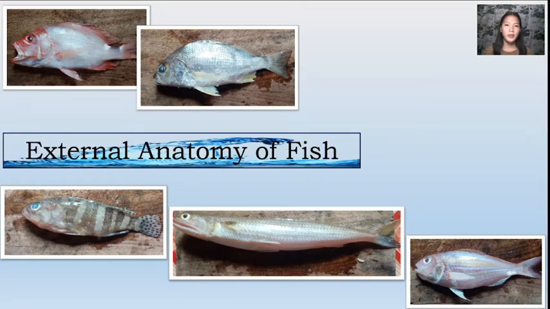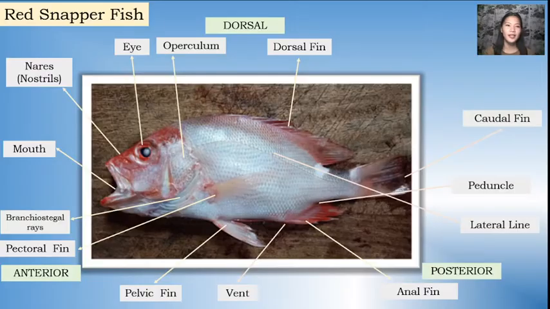So this presentation is under the subject of ichthyology, and this topic is all about the external anatomy of fish. When we say external, it means panlabas, or yung kanilang panlabas. In the next slides, I am going to discuss the external anatomy of these fishes na nakikita niyo sa aking background. Yan, yung 5 klase ng isda na yan. Okay, now let's start. So the first fish is the red snapper fish.